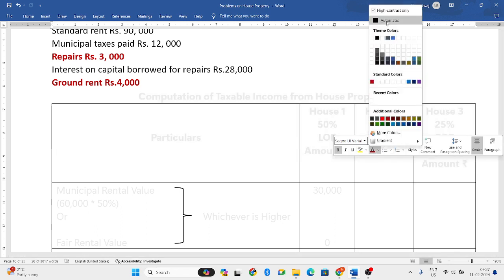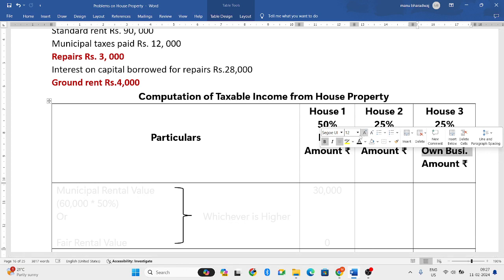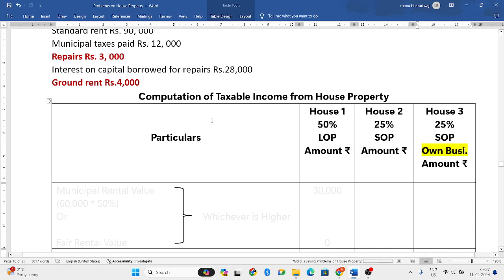So 4 columns you have to take: the particulars column, and the first column will be house 1, that is 50% LOP. House 2 is 25% SOP. House 3 is the other 25% SOP, but he is using it for his own business.